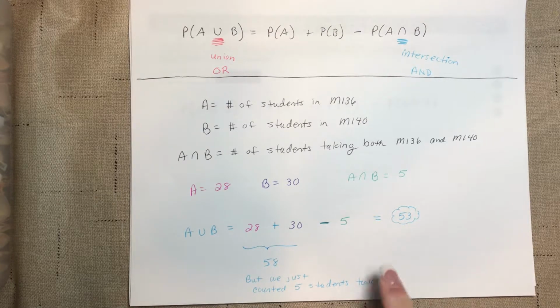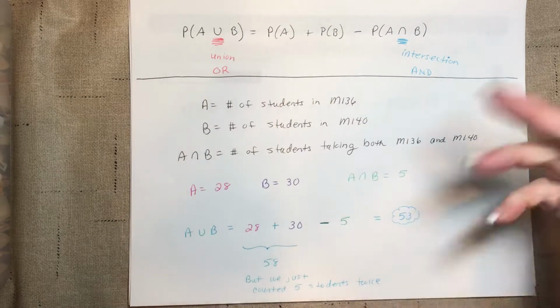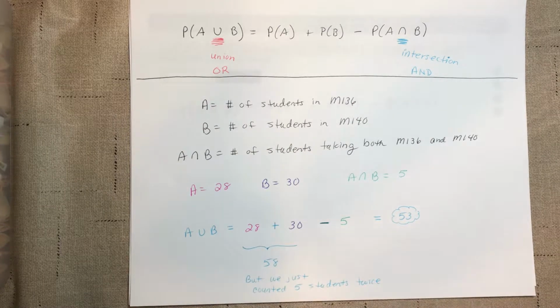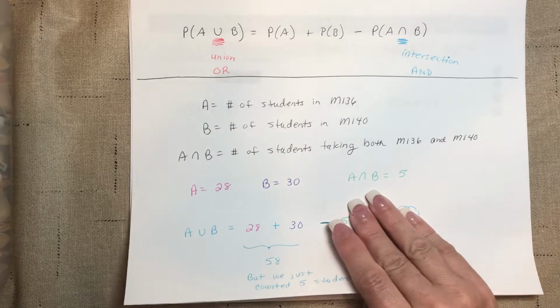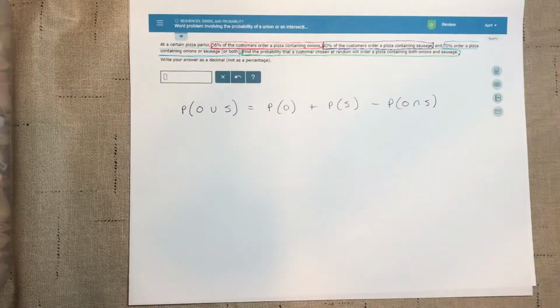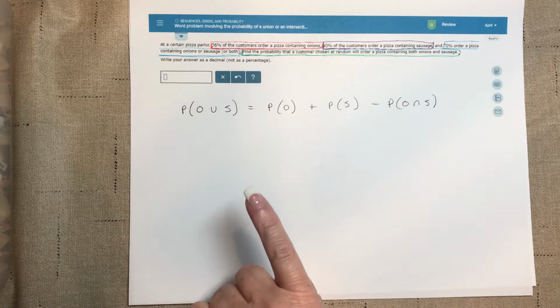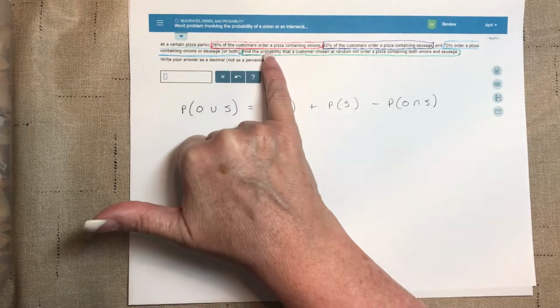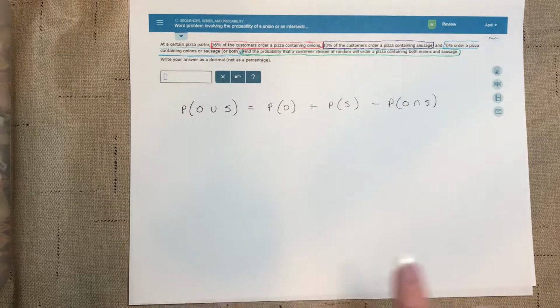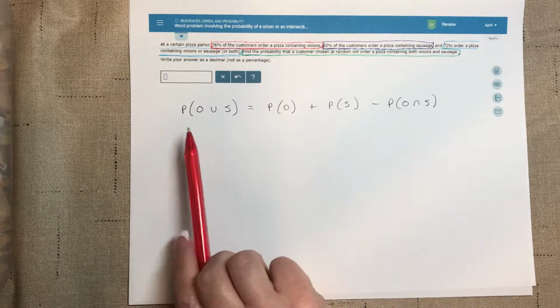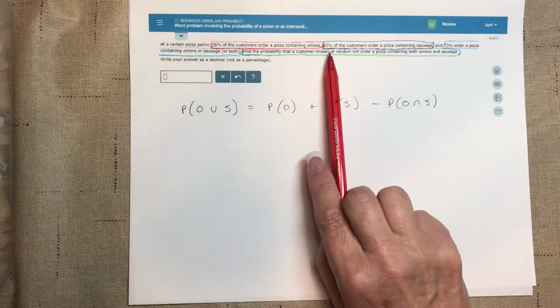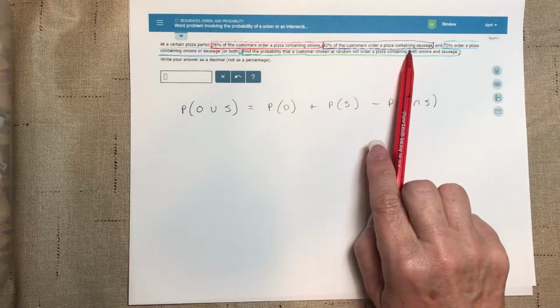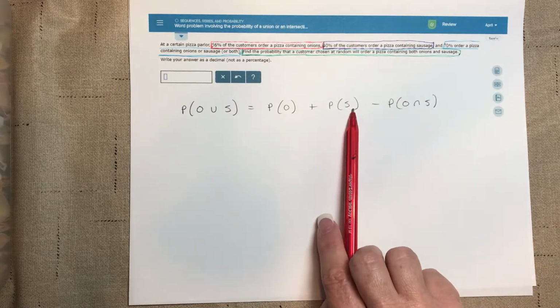And this concept works with probability also. It's just easier to explain using regular old numbers. So I'm now going to go to the word problem that Alex generated for me, and it has to do with one of my favorite things, pizza. At a certain pizza parlor, 56% of the customers ordered a pizza containing onions. I circled that in red, and it says 56% are doing onions. So I used O for onions, and then it says 40% of the customers order a pizza containing sausage, so I used S for sausage.